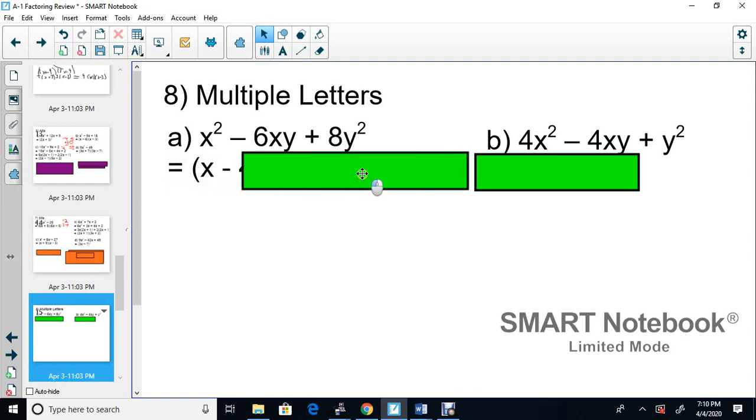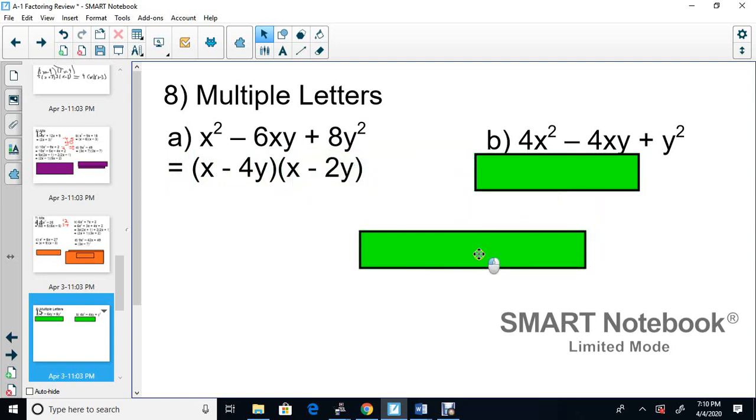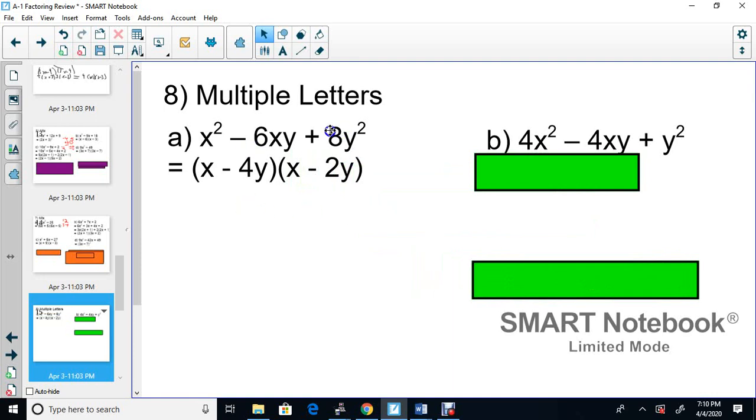So here we go. X minus 4. Here's what you do. You add a y to that to make this one work. And then the second one, x minus 2, and you add a y. And then if you have the x squared and the y squared in this pattern, you put a y here and a y there. You can always expand and check if I'm right. So again, with this pattern, you put the extra letter there.